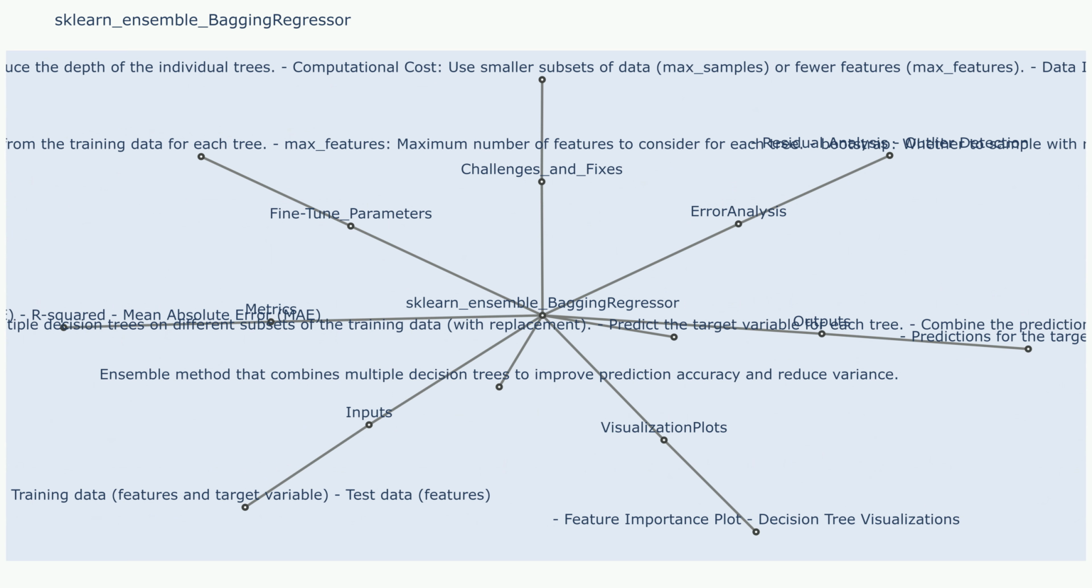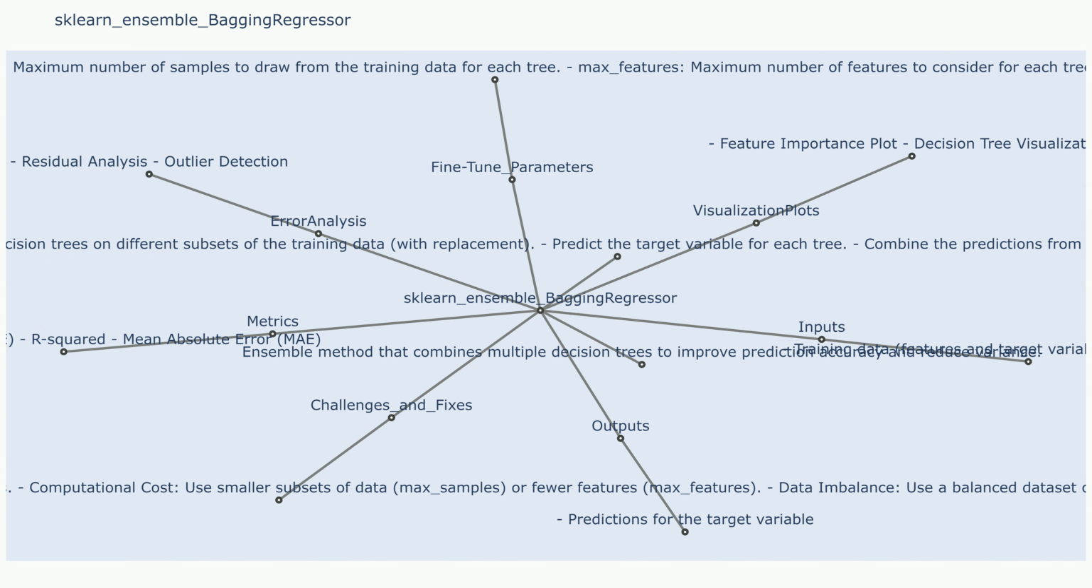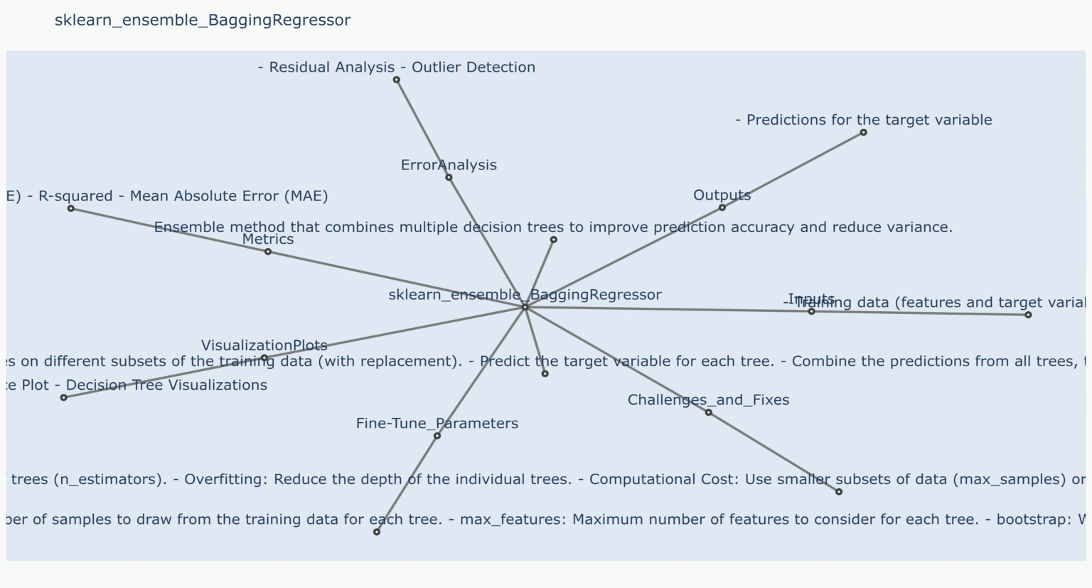Metrics: Mean squared error (MSE). This metric measures the average squared difference between the predicted and actual values. R-squared. This metric measures the proportion of the variance in the target variable that is explained by the model. Visualization plots. Feature importance plot. This plot shows the importance of each feature in the model. Residual plot. This plot shows the difference between the predicted and actual values.